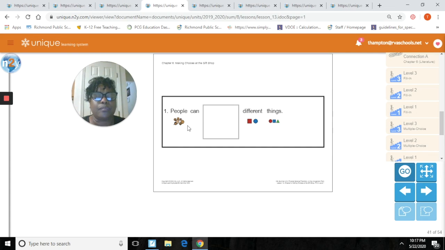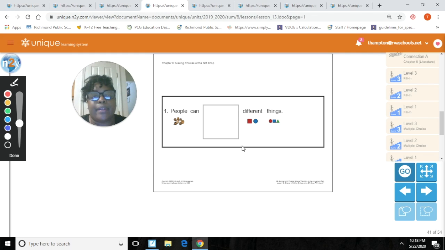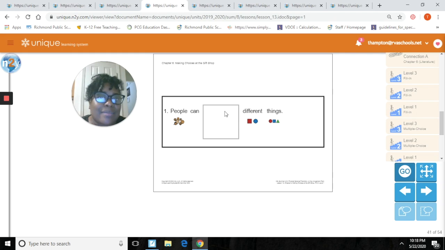Okay, so the first activity we're going to do is a fill-in activity. And whenever you're doing a fill in the blank activity, you always want to remember that whatever word you put in the blank, it has to make sense. And here's our blank right here. Make sure that whatever word you put here makes sense in the sentence. It may fit there, but does it make sense? That's the important thing to remember.